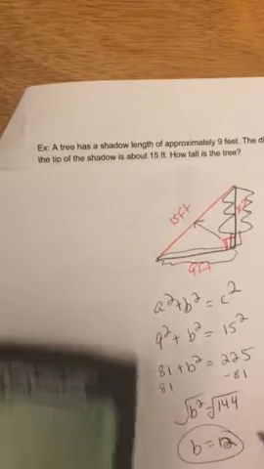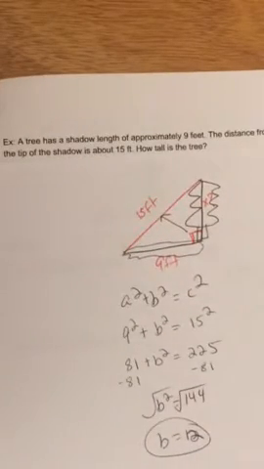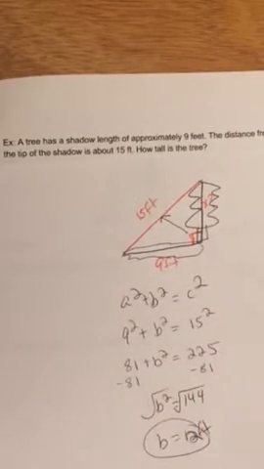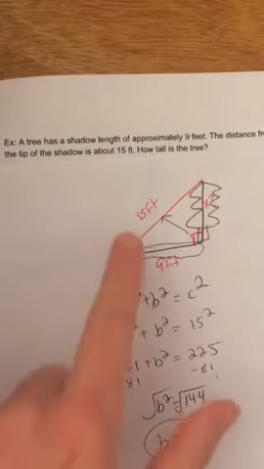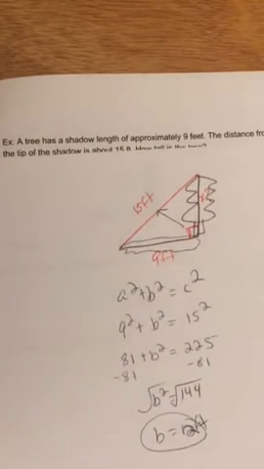Sorry, that 2 looks kind of funny. So the height of the tree is 12 feet, which is reasonable. A tree can be 12 feet tall, and it should be below 15 feet, so we are good on that answer.